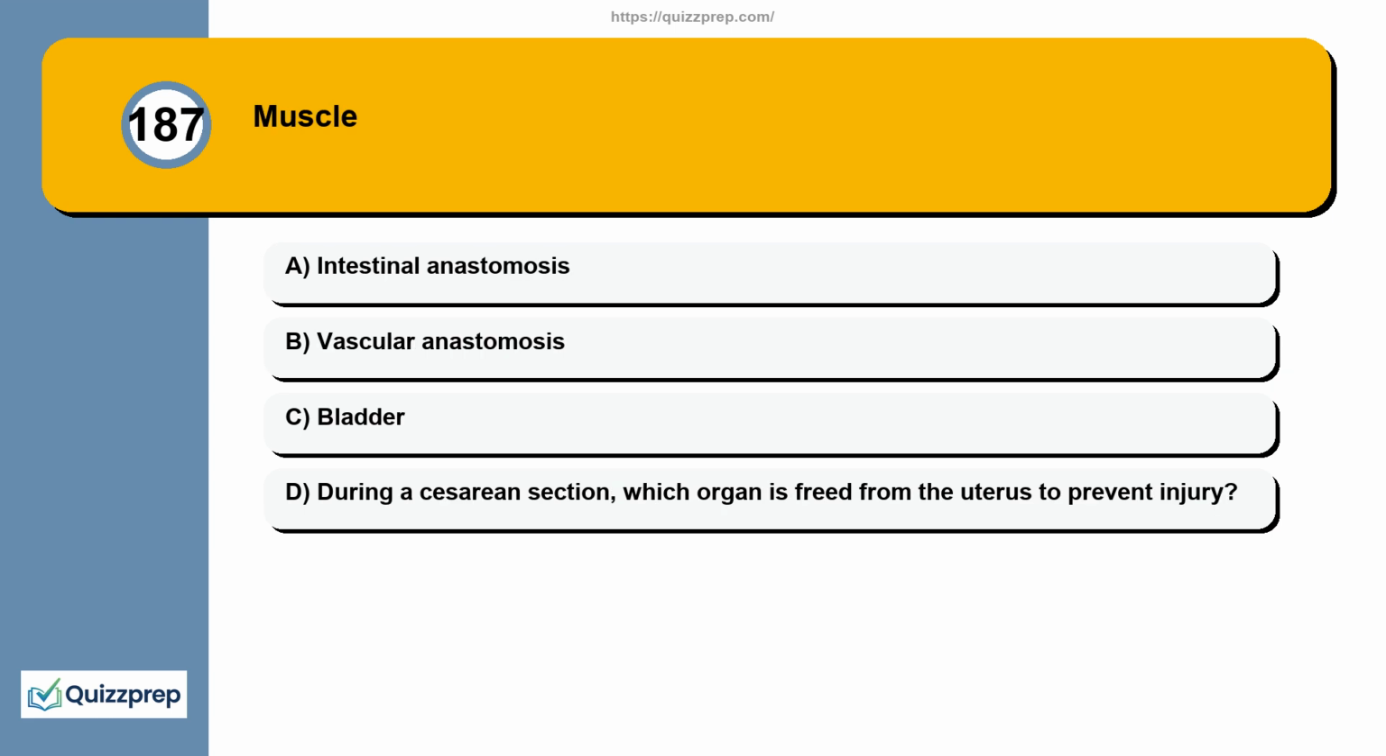Question 187. Muscle. Option A, intestinal anastomosis. Option B, vascular anastomosis. Option C, bladder. Option D. During a cesarean section, which organ is freed from the uterus to prevent injury? The correct answer is option Nan.